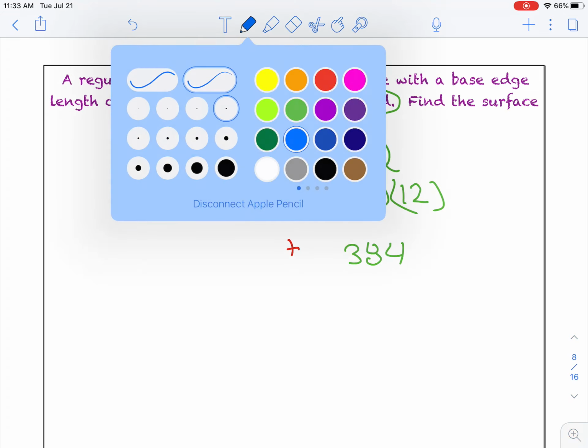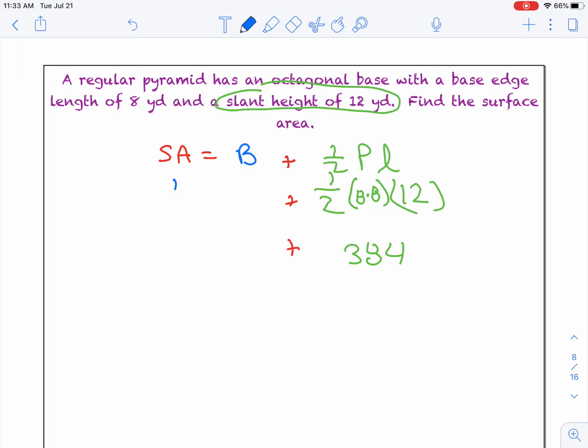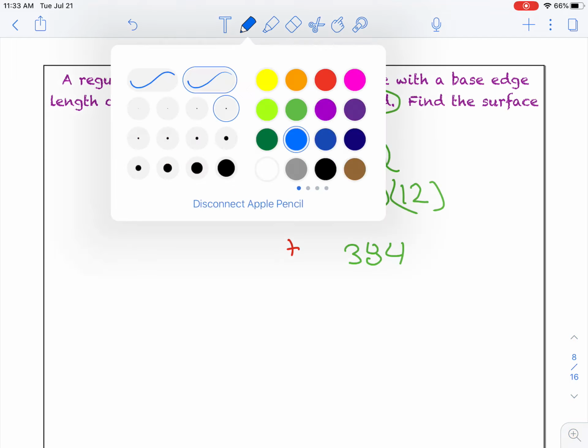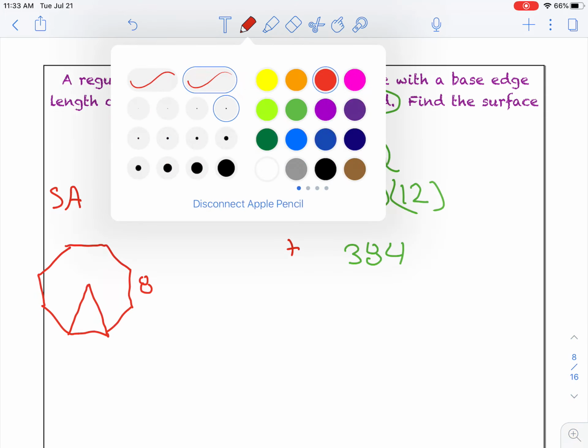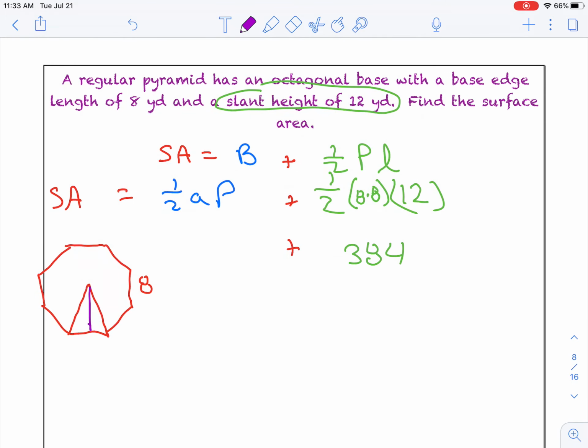So now let's work on the area of the base. Well, the base is a regular polygon, so that means my base is 1/2 the apothem times the perimeter. That's what I'm going to need to calculate for my surface area. So let's look at the octagon. Not the best drawing, but that's okay. We know that this side is 8, okay? So what we need to find is that apothem, which is the height of one of those congruent isosceles triangles.